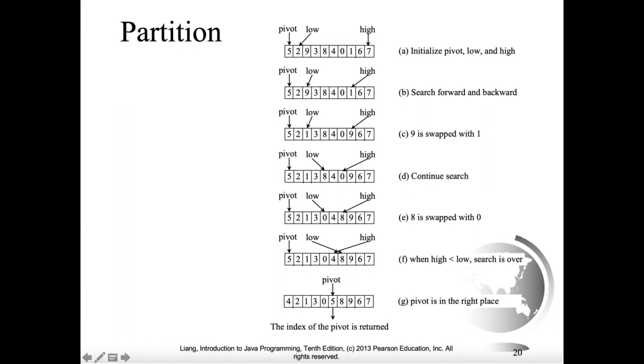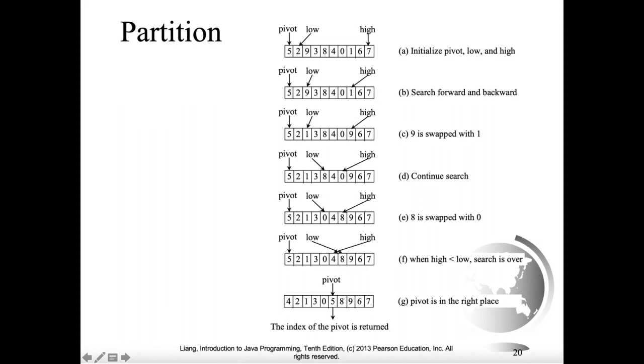We're going to continue again. High, low, we're back to the low again. Low is pointing to 0. 0 is less than our pivot. We're good. We increment the value of low. Low pointing to 4. 4 is less than our pivot. We're good. We go on another round. 8. 8 is bigger than 5. We don't like it. So we're going to stop right there. So low now pointing to 8 and it's going to stop.